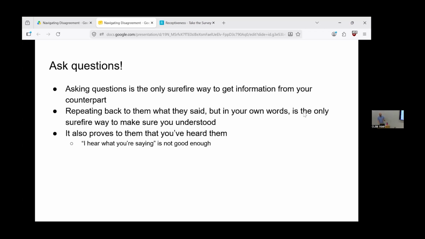So the point is, you can't just listen. You can't just be like, okay, I hear what you're saying, nodding your head. You have to actually say, this is what I heard you say. Is that correct?